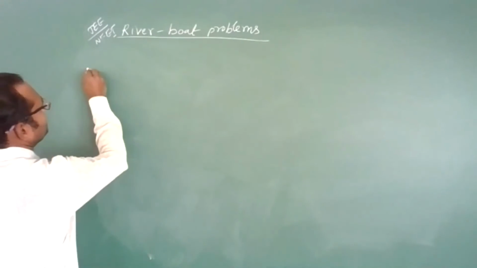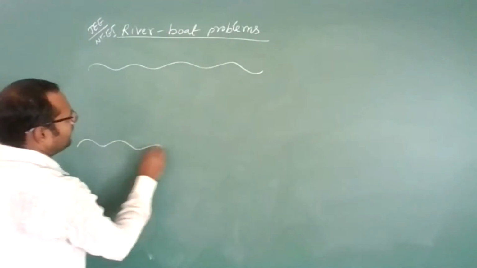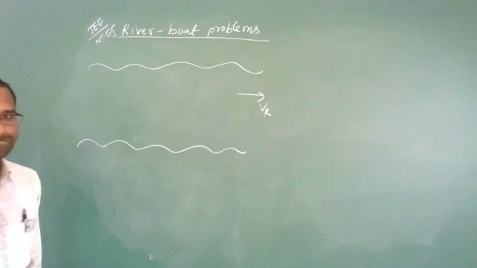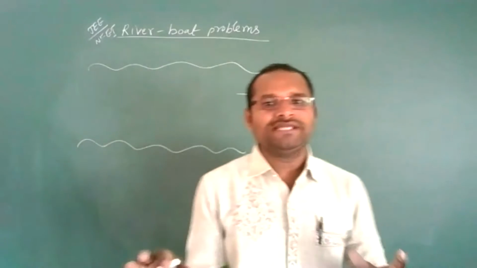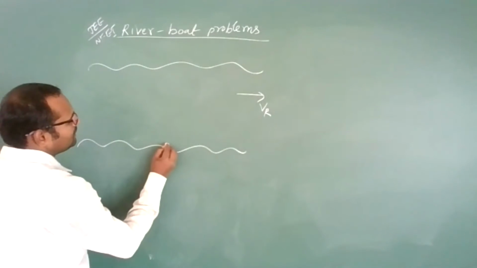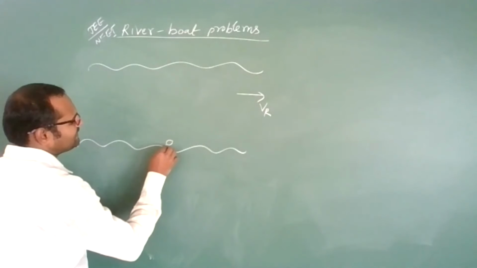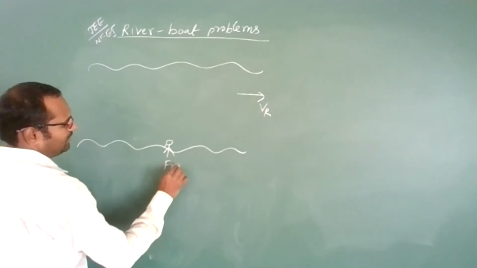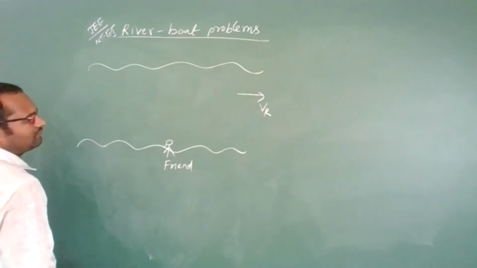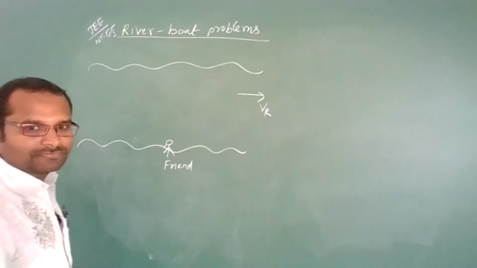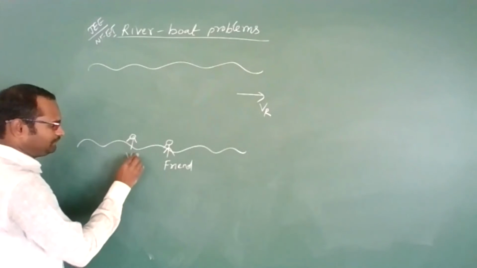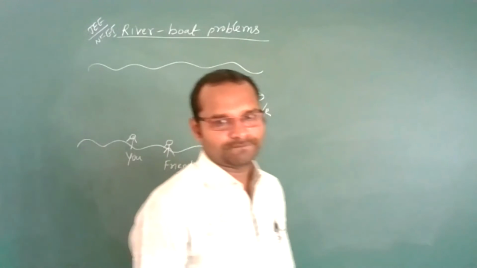One more time. This is a river, and this river is flowing with a velocity v_r like this. Listen carefully. Imagine it is happening for you only. Let us imagine your friend is there. He wants to swim in this river. Along with your friend, you are also present here. You are also swimming.